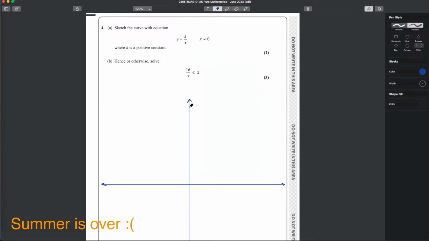This is an AS level paper, so the first year after GCSEs. And this topic, curve sketching, is one of the first new things you learn about.